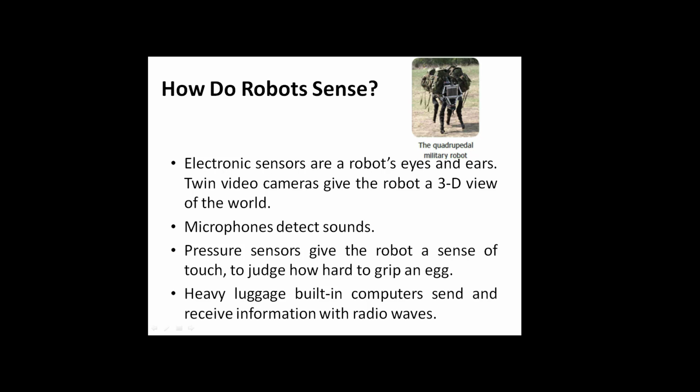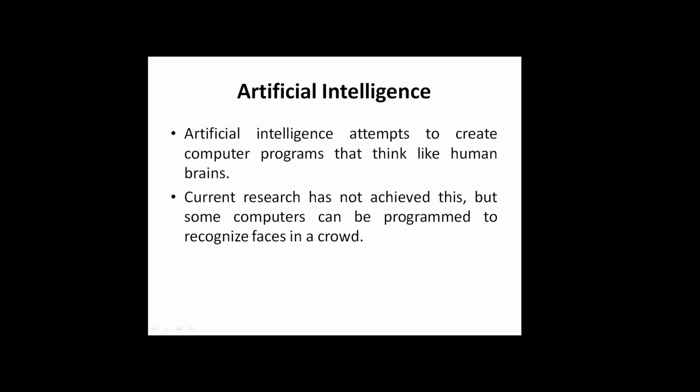How do robots sense? And this is a quadrupedal military robot, which is used in the military. Electronic sensors are a robot's eyes and ears. Twin video cameras give the robot a 3D view of the world. Microphones detect sounds. Pressure sensors give the robot a sense of touch to judge how hard to grip an egg. Built-in computers send and receive information with radio waves.